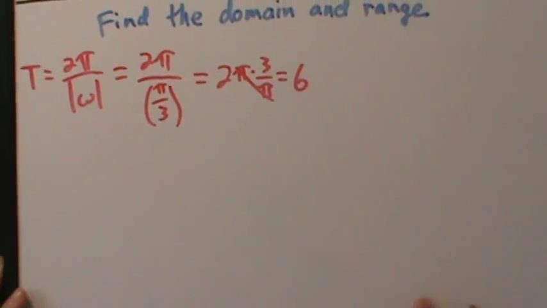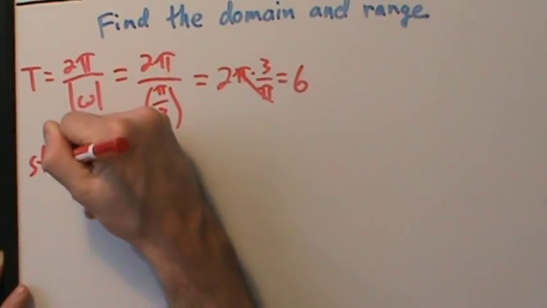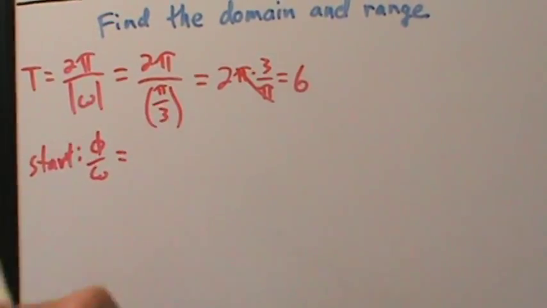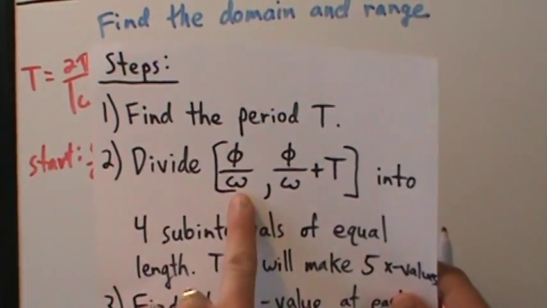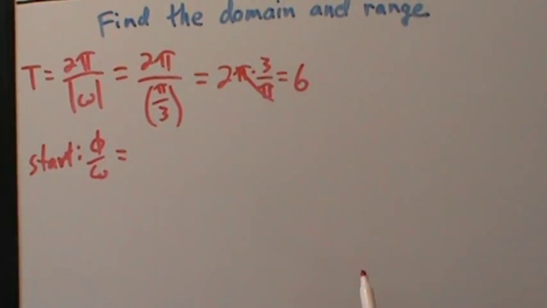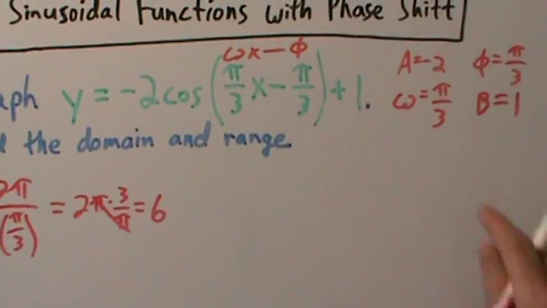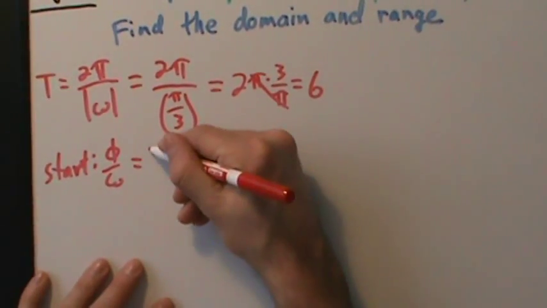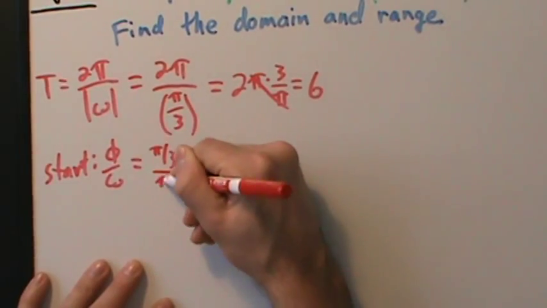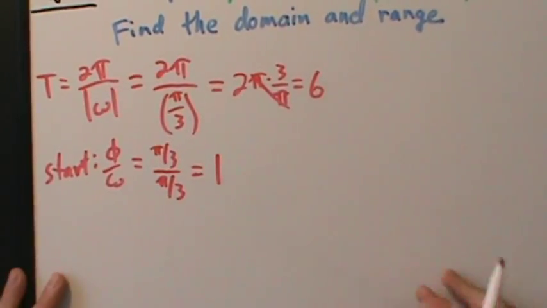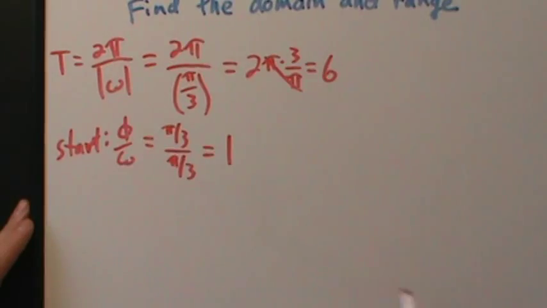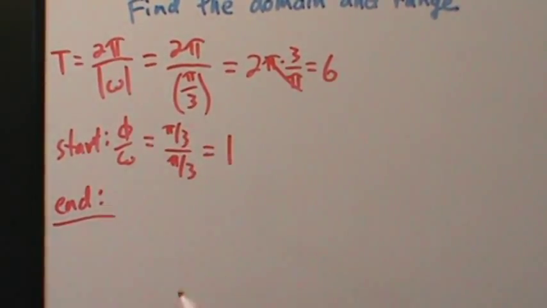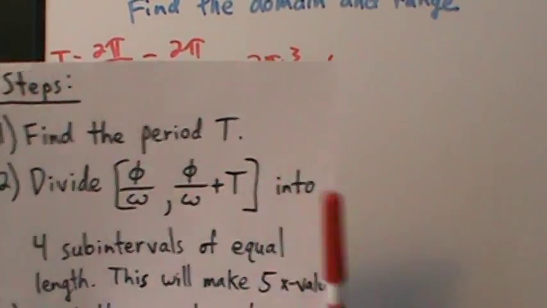So now for step 2, we're going to say we start at phi over omega. Okay, so this interval starts at phi over omega, so let's figure out what it is. So phi over omega, well, phi is pi over 3, and omega is also pi over 3. So phi over omega is pi over 3 divided by pi over 3. Divide something by itself, you just get 1. Okay, so that's nice. Now where do we end? We end at phi over omega plus T.